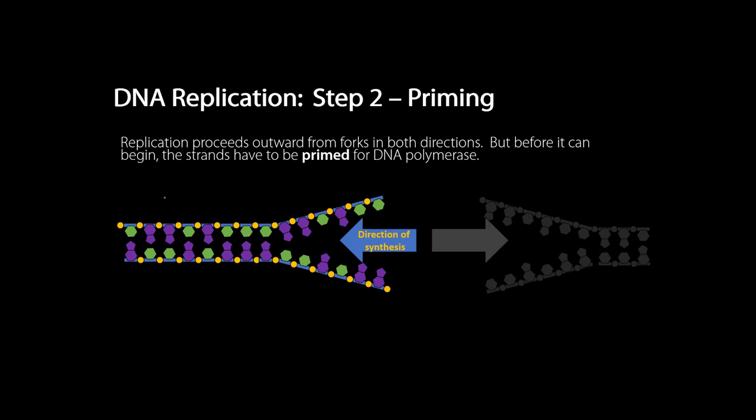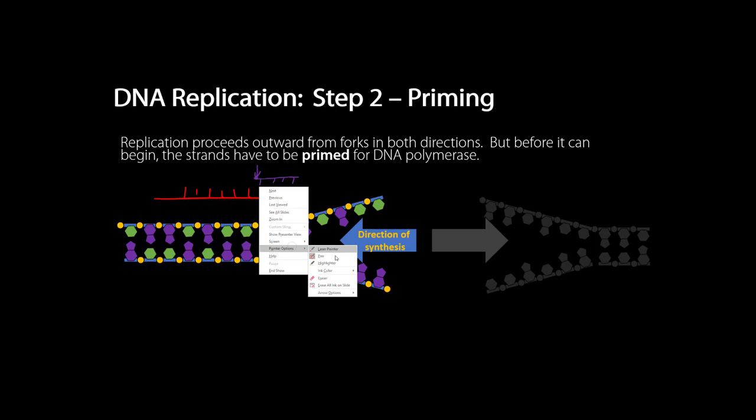Here's your original template. The first thing that actually has to happen is we have to put a primer down. So you can imagine, I'll use purple this time. We're going to put a new nucleotide here, and then another one here, and another one here, and another one here. There, let's just stop there. So that purple part, we can call the primer, and that would be the 3' end of the growing chain.